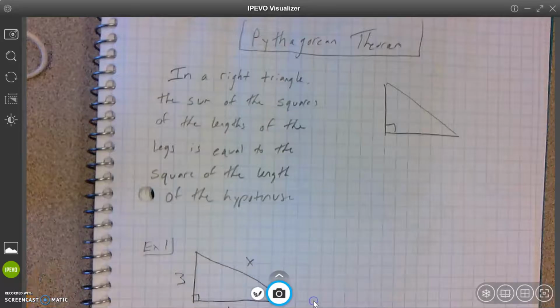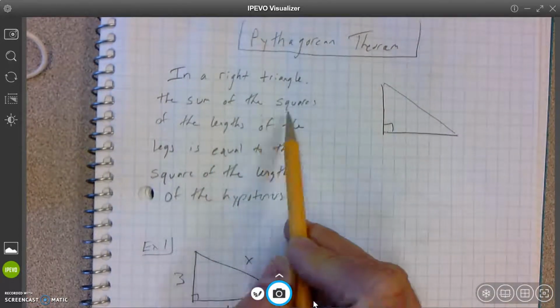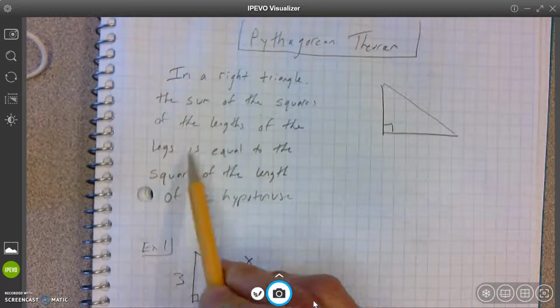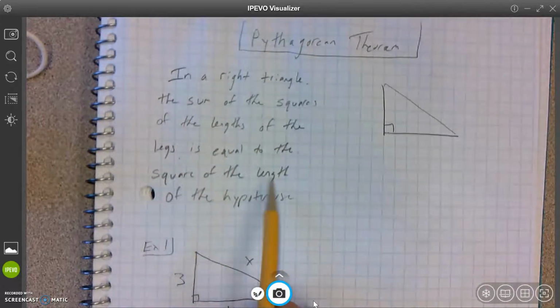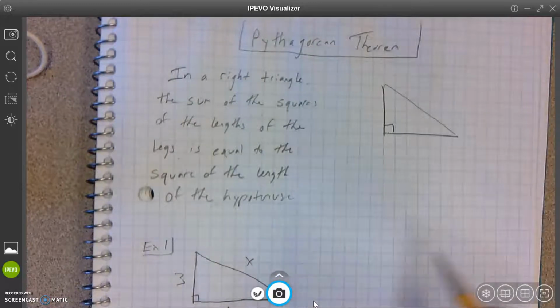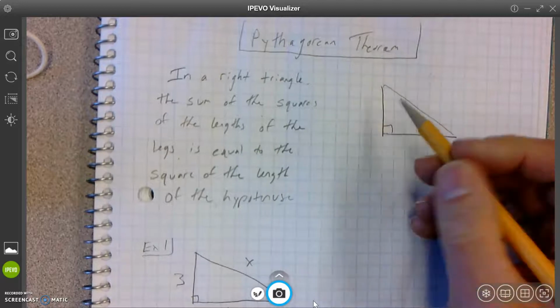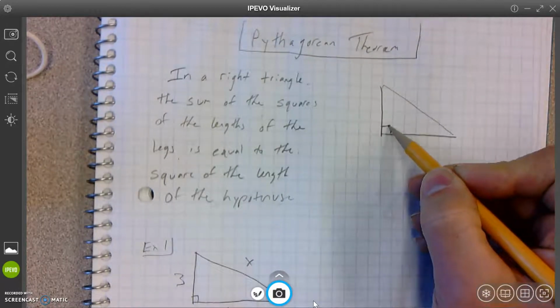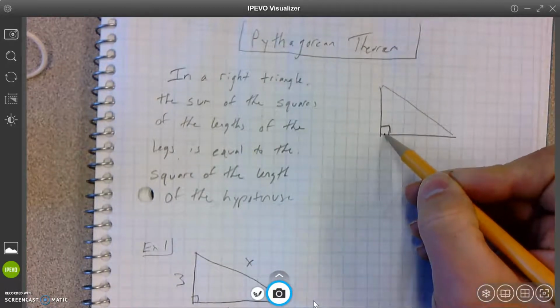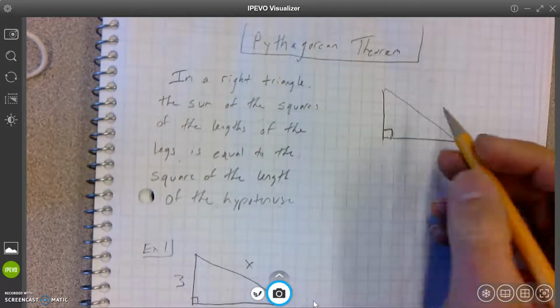All right, here's what I got. So here's how I titled my paper, Pythagorean theorem. In a right triangle, the sum of the squares of the lengths of the legs is equal to the square of the length of the hypotenuse. Okay? So that's all that stuff. So the important thing to remember about the Pythagorean theorem, I'm going to explain what that means right now, is that it has to do with right triangles. So it has to have a right angle. If it doesn't have a right angle, you can't use the Pythagorean theorem.